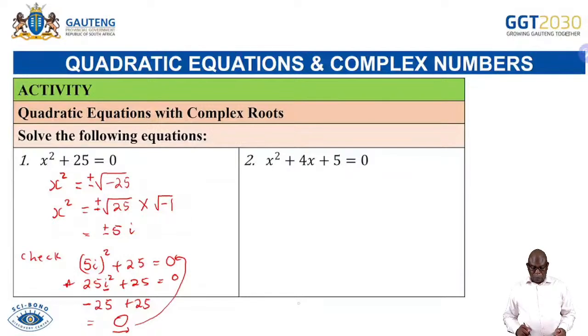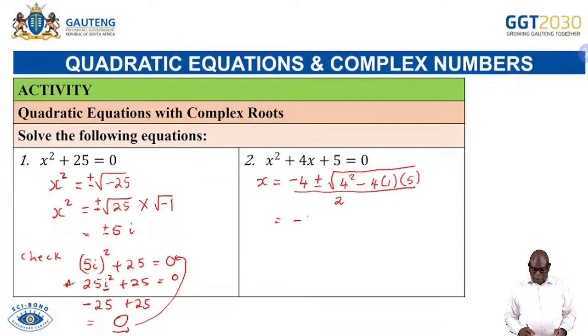With the second one, same principle. I say x squared plus that. First I need to apply the quadratic method because I cannot factorize it. So x equals, we know the formula, minus b plus or minus the square root of b squared minus 4ac. I'm just going to substitute here: minus 4 plus or minus the square root of 4 squared minus 4 multiplied by 1 multiplied by 5, all over 2 times 1.